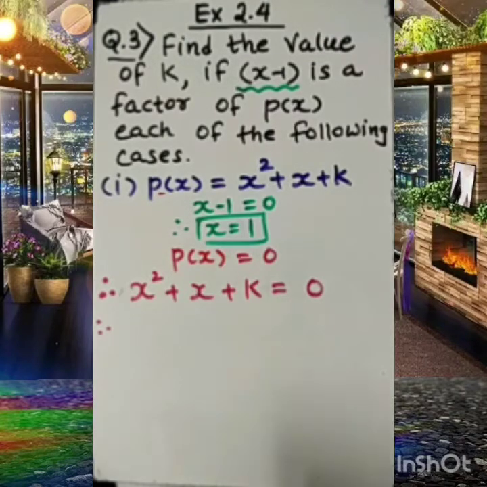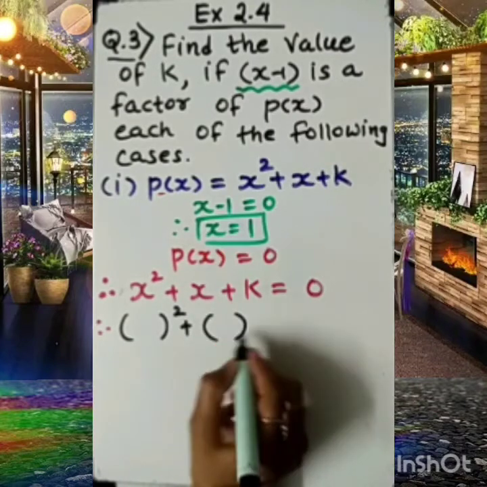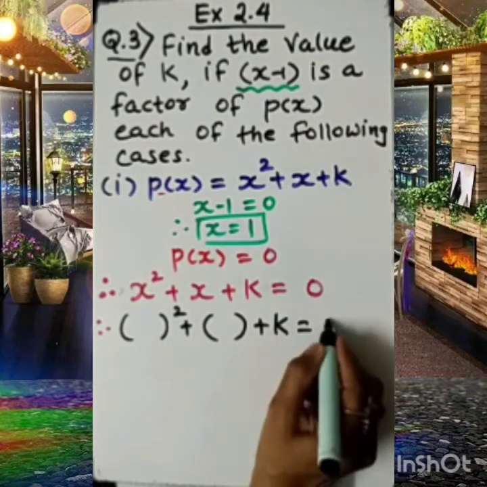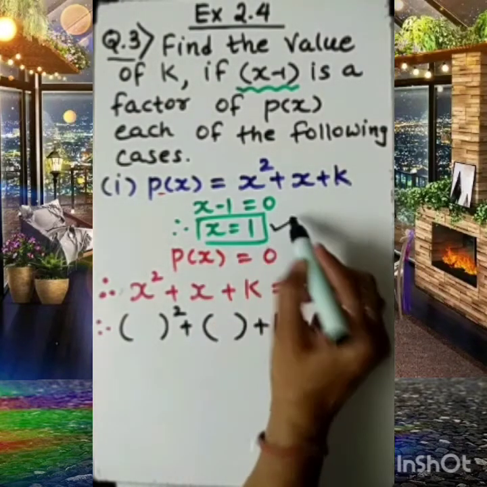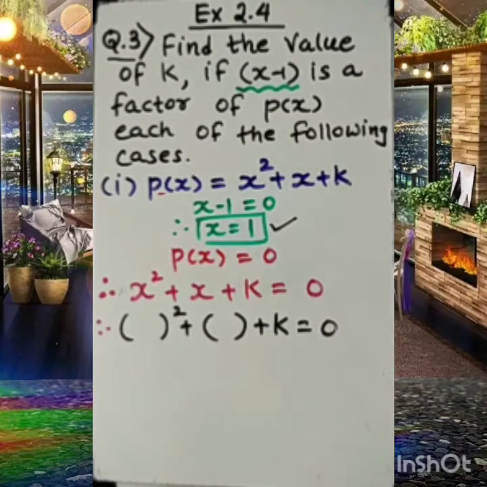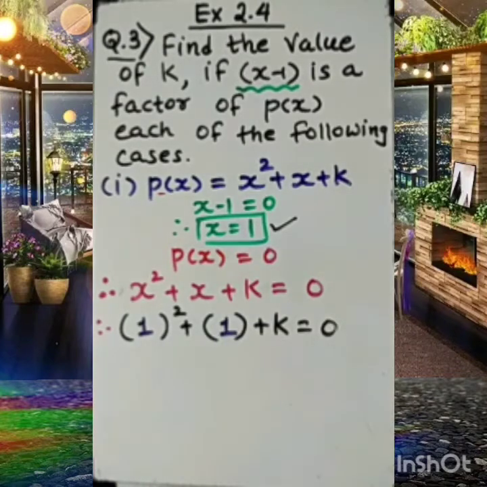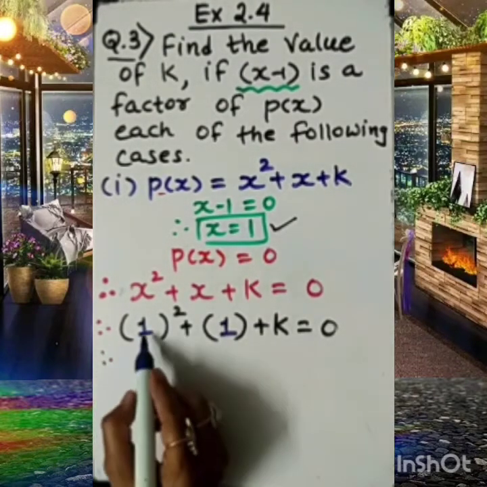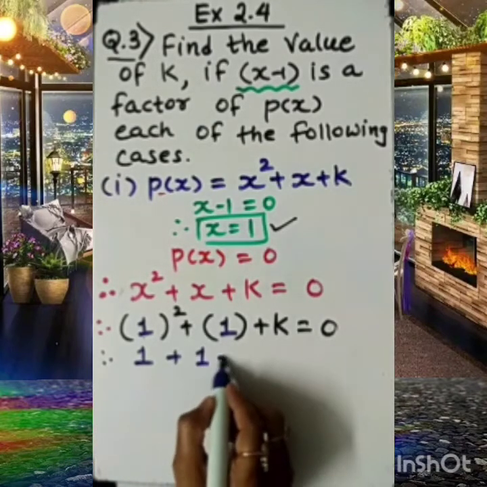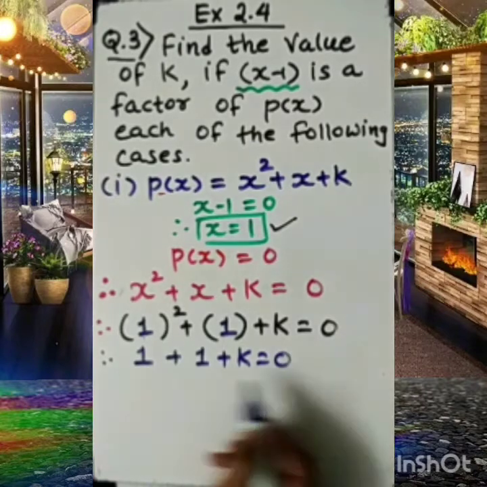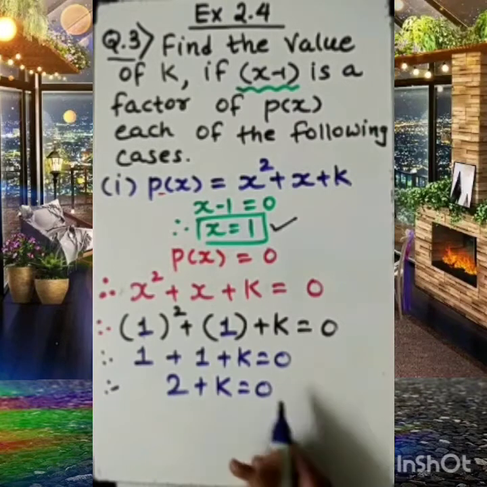Therefore, what do we have to do? Very easy. I am putting the value of x here. What is the value of x? The value of x will be 1. So I am going to put this value 1 in this polynomial. So here it is 1, this is also 1. So what do we have? Look at your screen. 1 square is 1, plus 1, plus k equal to 0. Therefore, 1 plus 1 we know is 2. 2 plus k equal to 0.